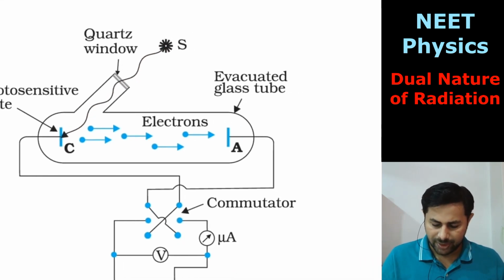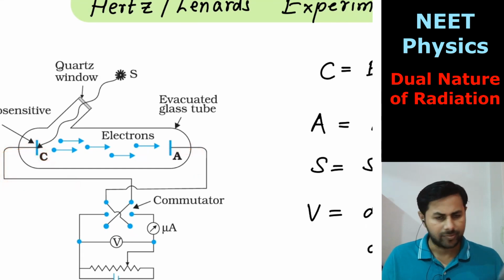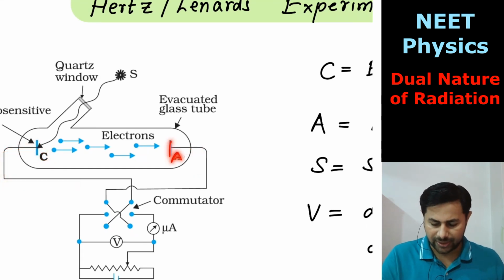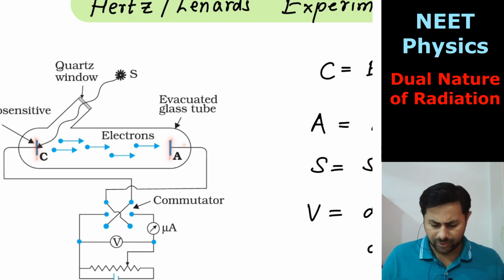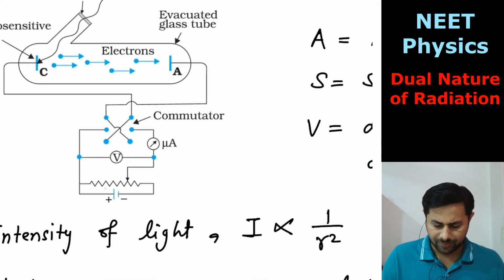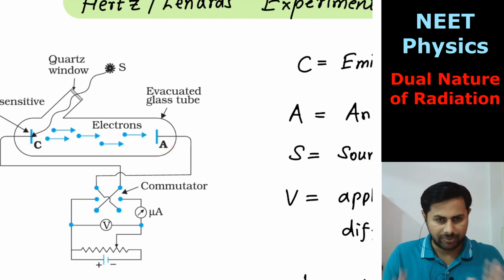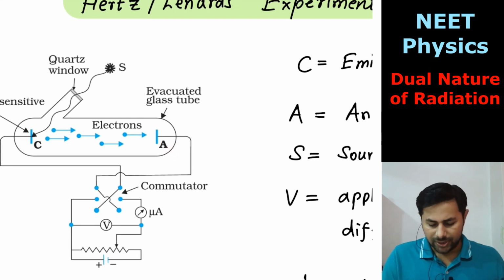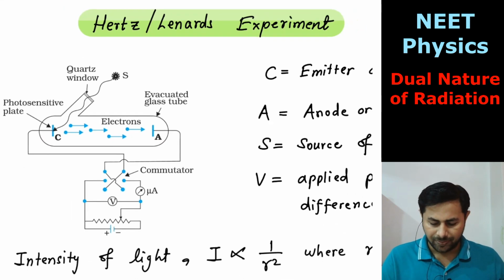Then you apply some potential difference. This is known as the cathode, and this end is known as the anode. You apply some potential difference between these two plates, so some battery is connected over here. Sometimes this is given negative potential and this one is given positive potential. Sometimes the potential difference between them is zero. Sometimes this one would be given positive potential and this one negative potential. We'll talk about that.